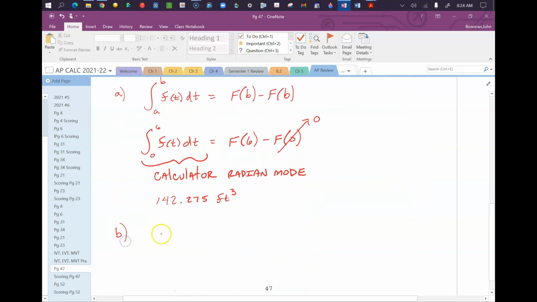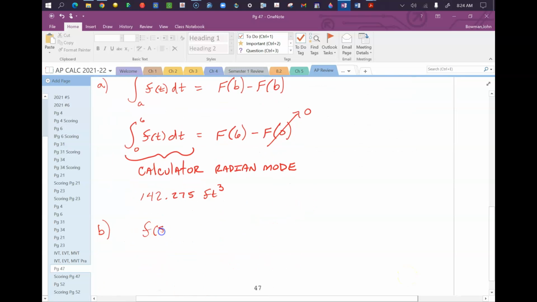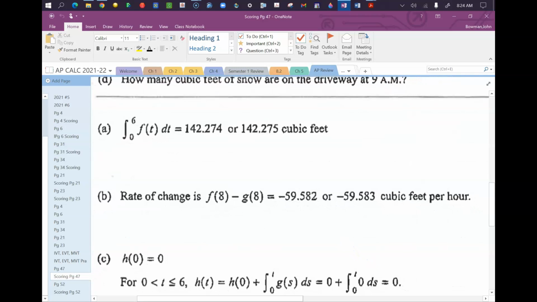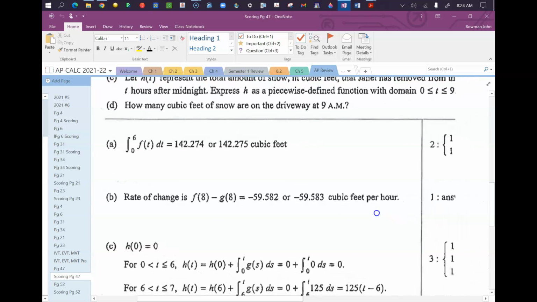So the answer is simply f of 8 minus g of 8. And again, you can go to your calculator and find an answer there, and that answer is going to be negative 59.583, and this is in cubic feet per hour. So let's take a look at the scoring rubric and see how they would score that. In the scoring rubric, f of 8 minus g of 8, and they would only give 1 point for that.